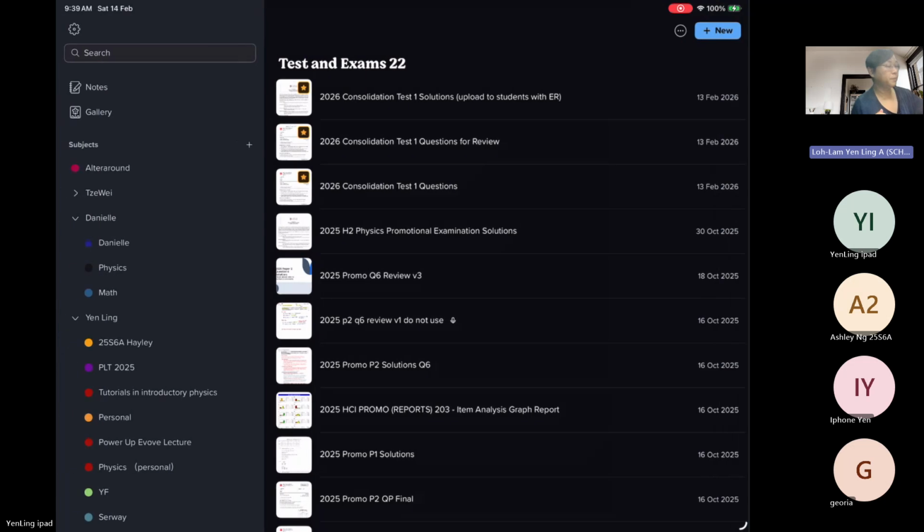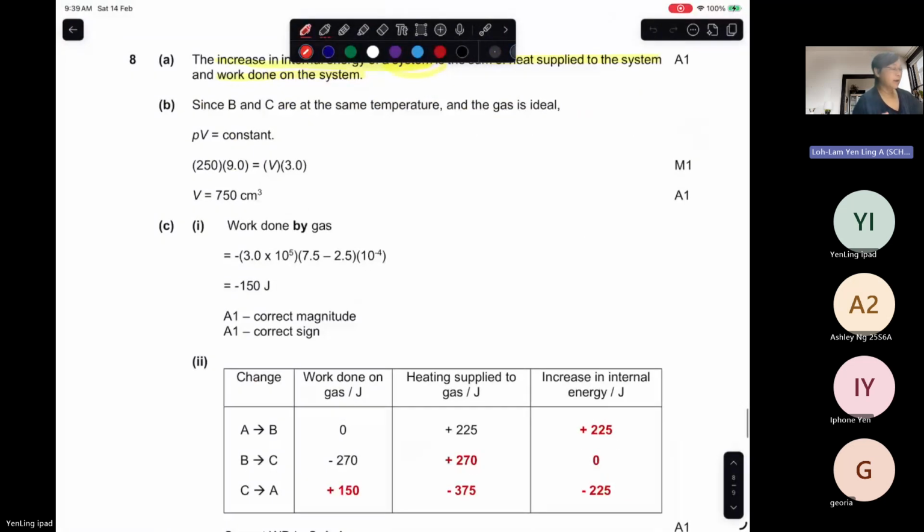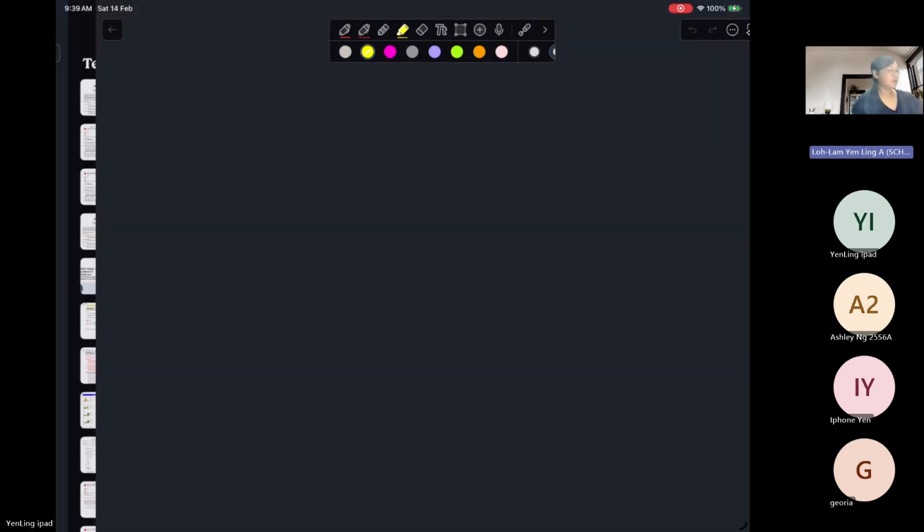All right, so if you look back at the solution, the first thing would be to work out the area. And remember the axis, always double check the axis and do the conversion, all right, for the different units. And then finally work out the sign. Okay, so this would be for C part 1.